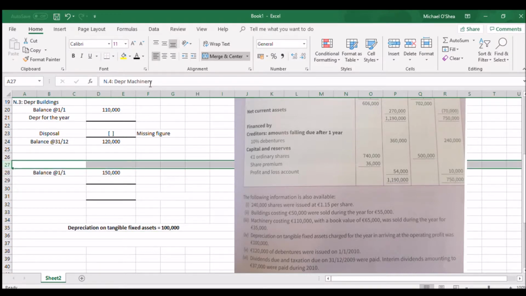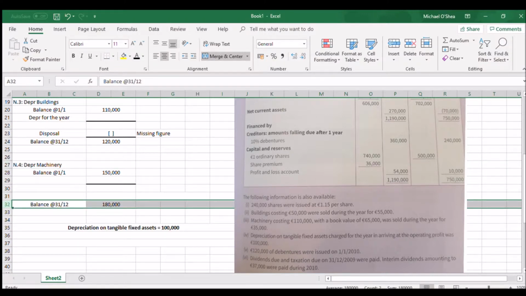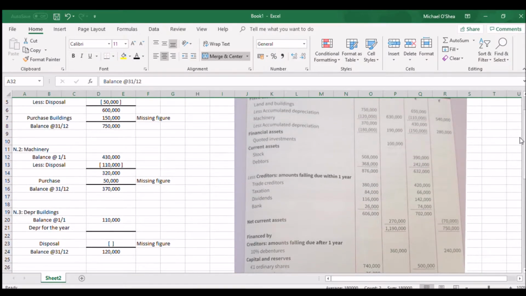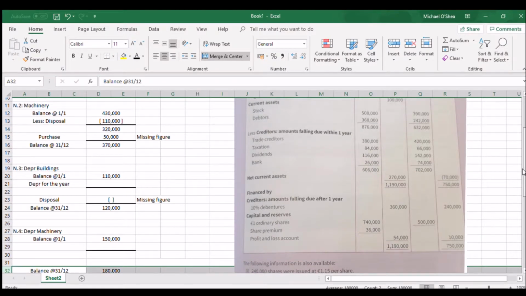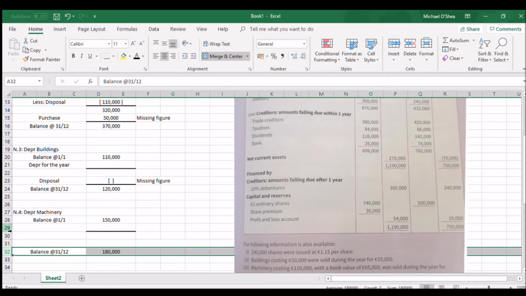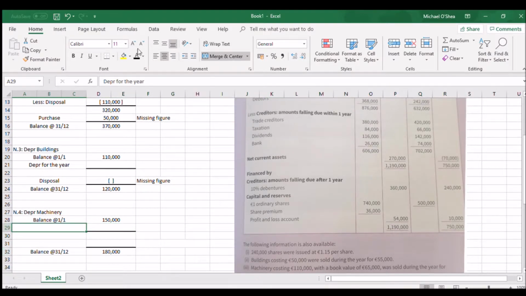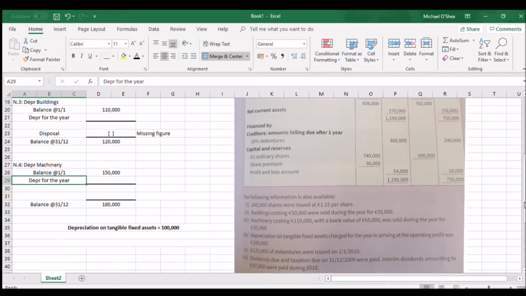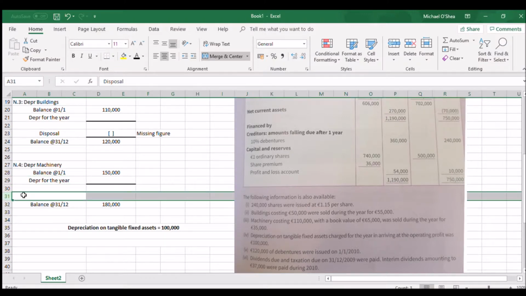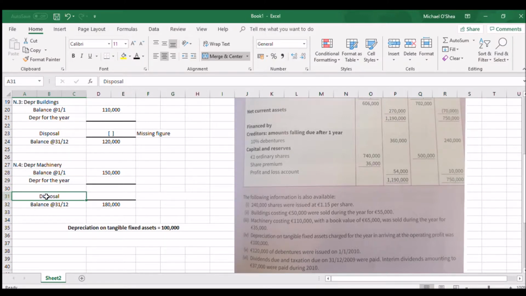For machinery, the balance at the start of the year is 150,000, and the balance at the end of the year is 180,000. I'm just taking those figures from what I have in the question on machinery, same as I did with buildings. Now, my depreciation for the year for machinery, I'm not going to know right now, because I'm just told depreciation for the year for both fixed assets is 100,000.